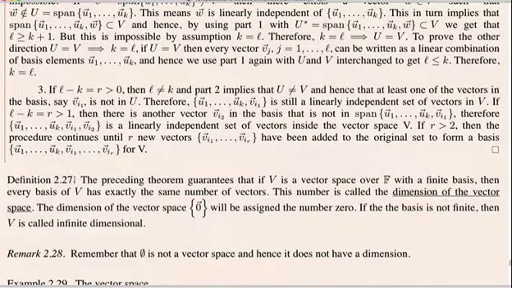So definition 2.27, this preceding theorem guarantees that if V is a vector space over the scalars F with a finite basis, then every basis of V has exactly the same number of vectors.